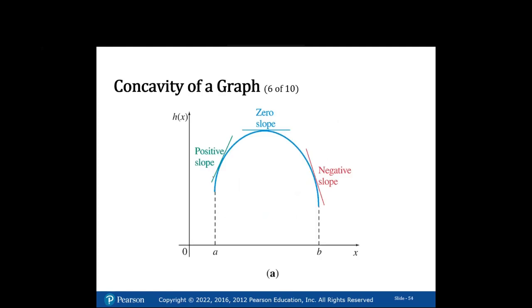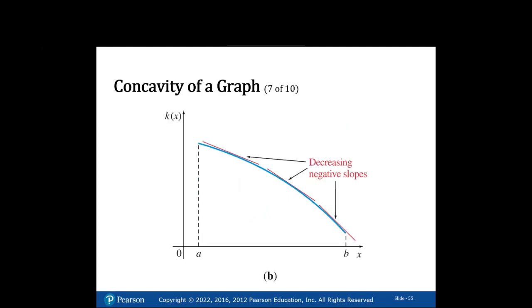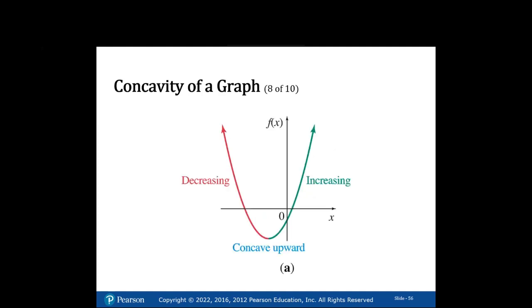Here, we have positive on the left, 0, negative on the right. Here's our concave down. And here again, we can see it's continually decreasing slopes, right? We're not increasing anywhere, but it's still concave down. So here we go, left-hand side decrease, right-hand side increase, concave up.